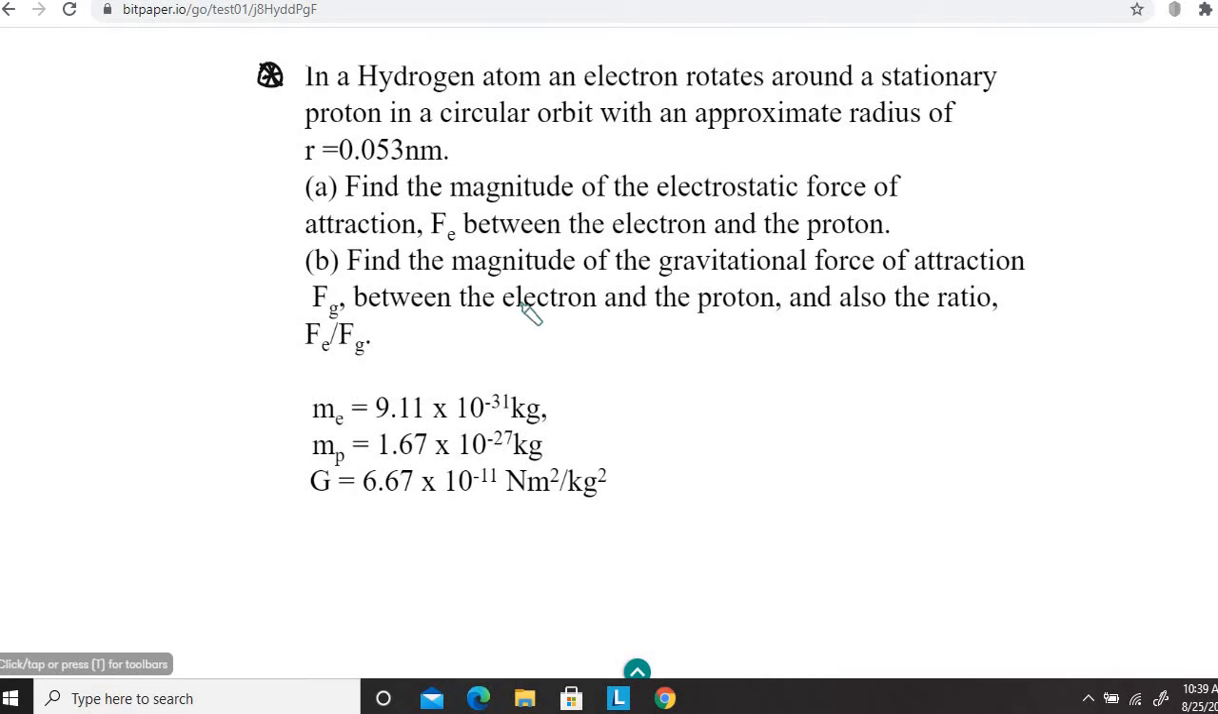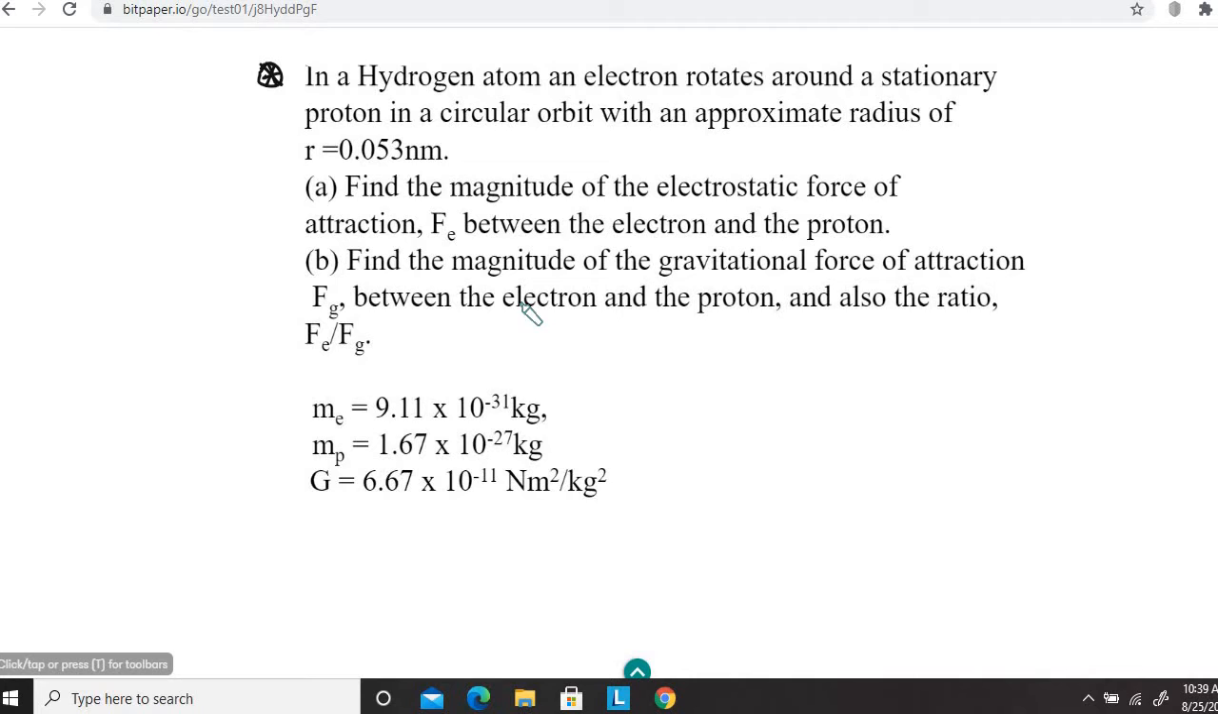This is another example where we are going to apply Coulomb's law, and then we are going to apply Newton's gravitational law. You will see here we are dealing with a hydrogen atom. So there's a proton at the center, and we are going to assume that it's stationary. And then there's an electron that moves around in a circular orbit around the proton.